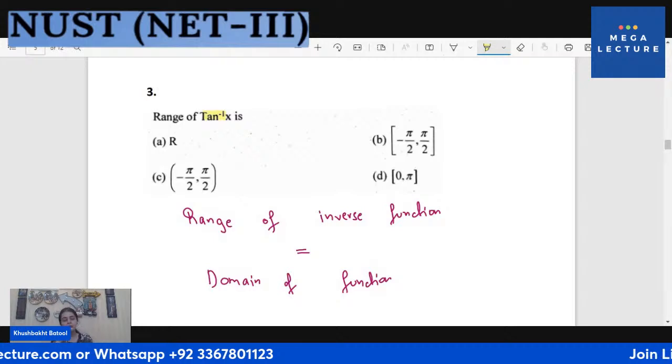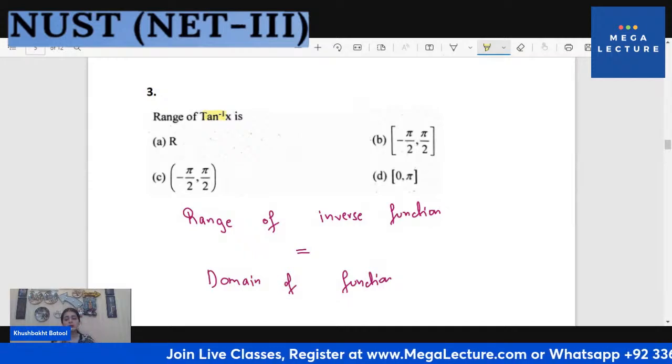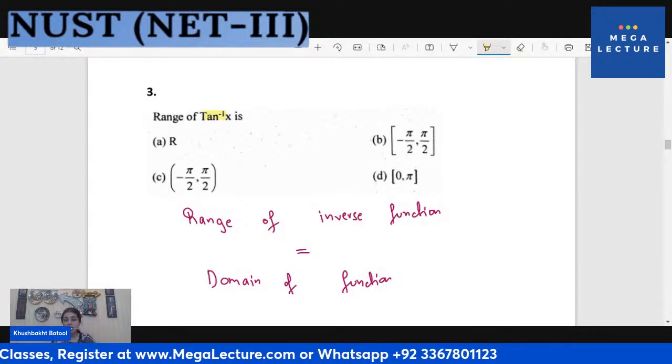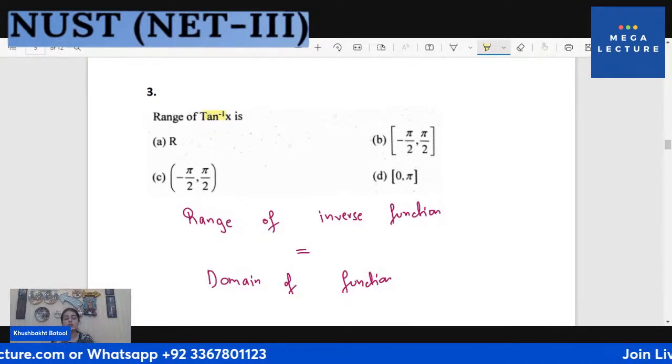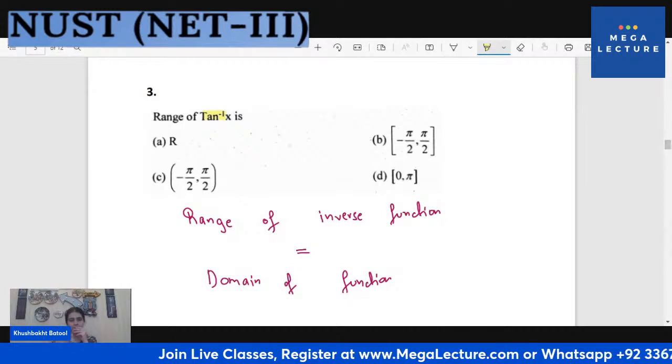And there I told you, whenever we were coming across range or amplitude, I was focusing on the y axis, and whenever we were talking about the domain or period, we were focusing on the x axis. But when the question is about tan inverse, sine inverse, cos inverse, you cannot memorize every graph, obviously, okay? So if the question is about the range of inverse function, think about the domain of function.